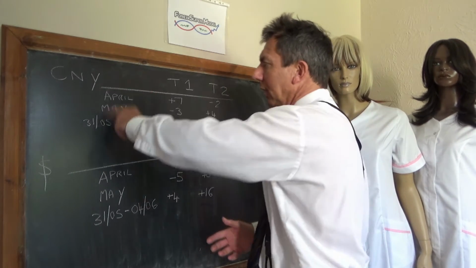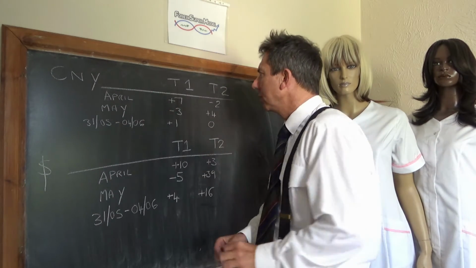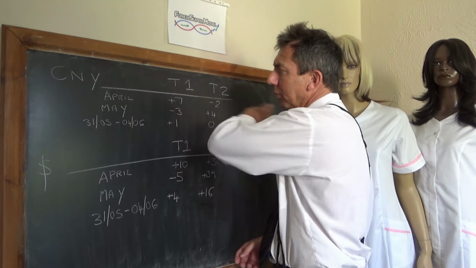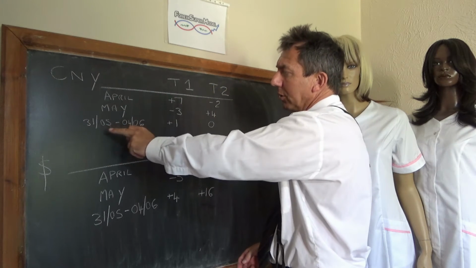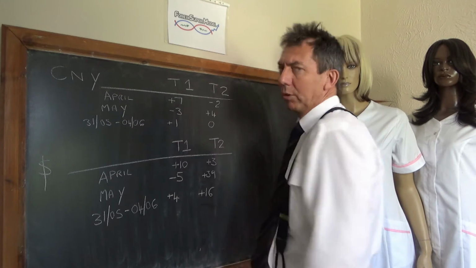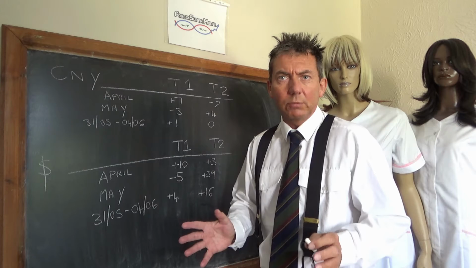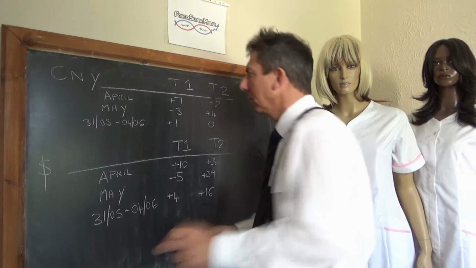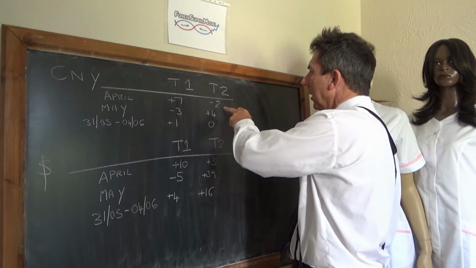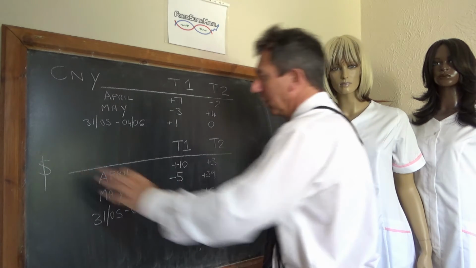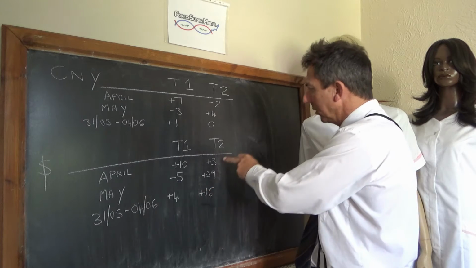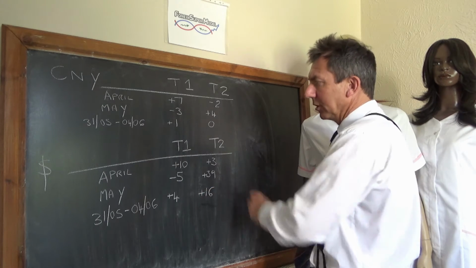We've written up China, CNY and dollar, USD, T1, tier 1, T2, tier 2. We've got April, whole of May, and we've got the first trading week of June, effectively 31.05 to 04.06. Right, so we'll rattle through these, start them, and then we'll do the analysis. So anyway, China then, tier 1 plus 7 minus 3 plus 1, tier 2 minus 2 plus 4, 0. Dollar then, tier 1 plus 10 minus 5 plus 4, tier 2 plus 3 plus 39 plus 16.